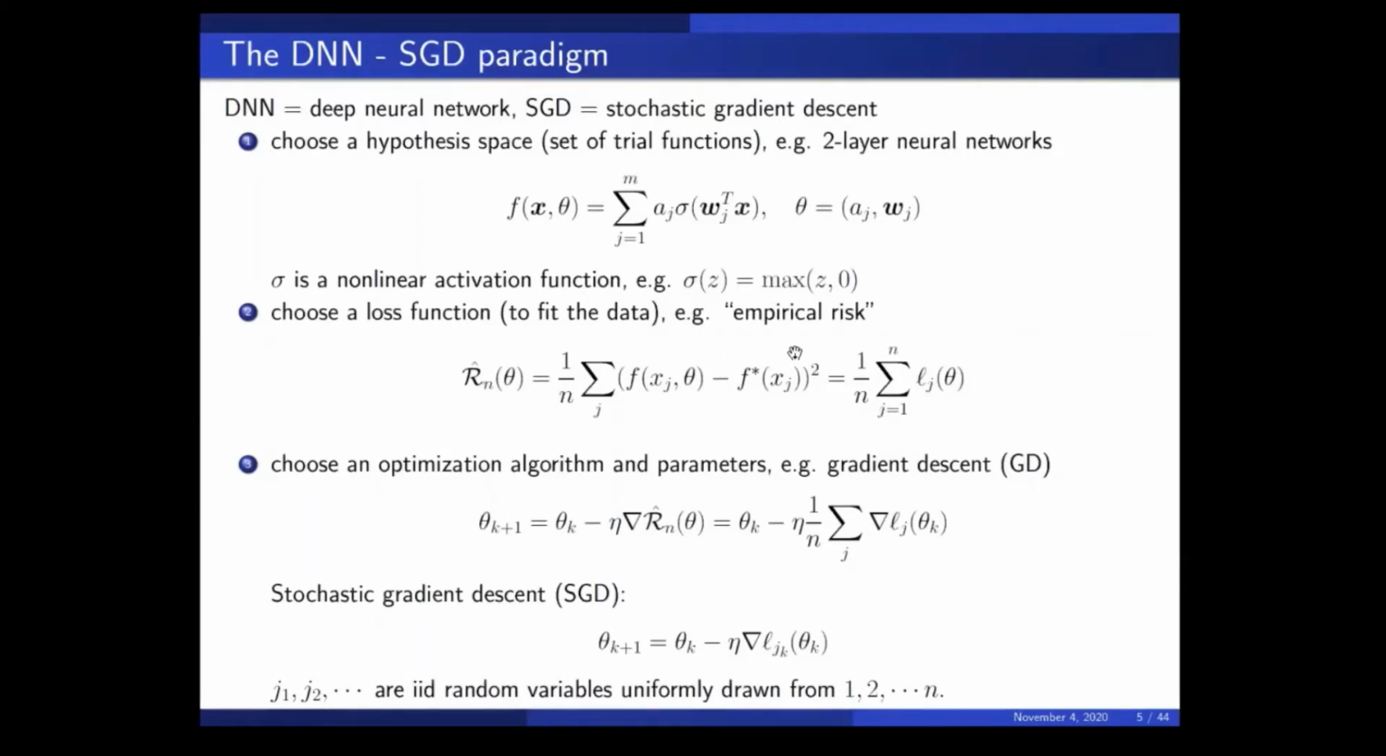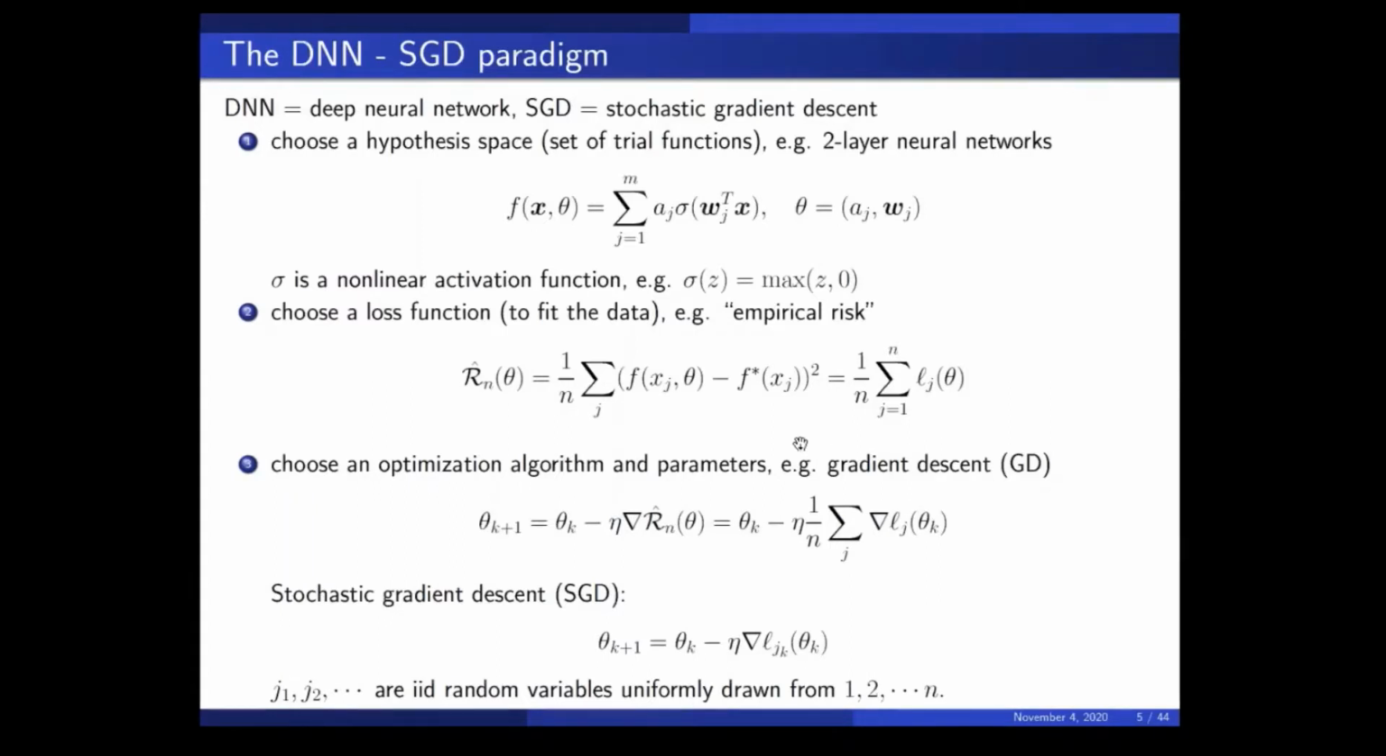The second component is to define an optimization problem that we're going to use in order to find optimal parameters. For example, since we're given these data values, we're going to just try to fit these data values with the functions in the hypothesis space. This is a very natural choice. This is called empirical risk, and it can be expressed in this form. So that's the second component.